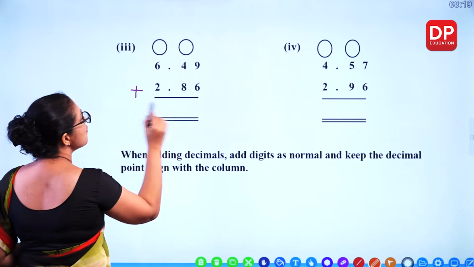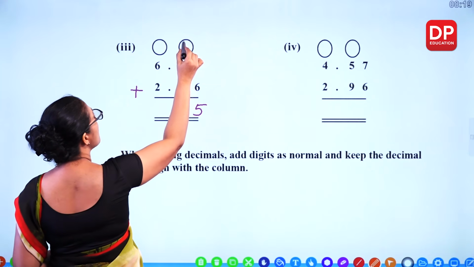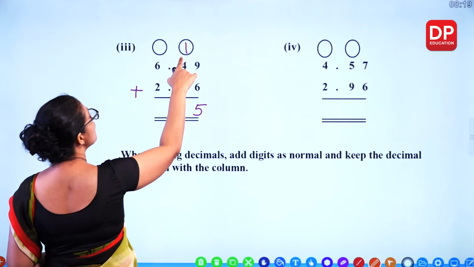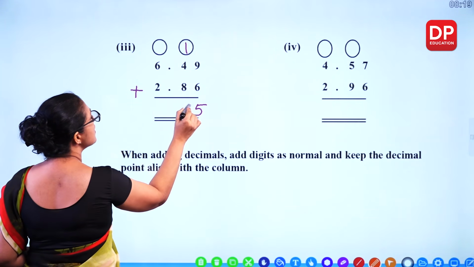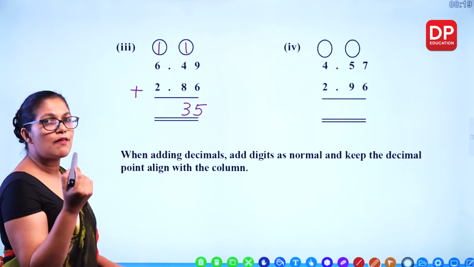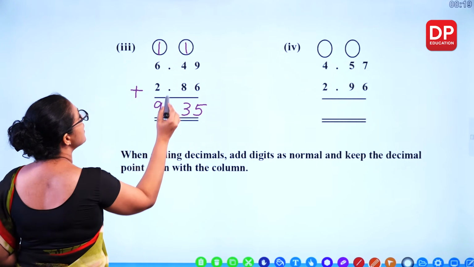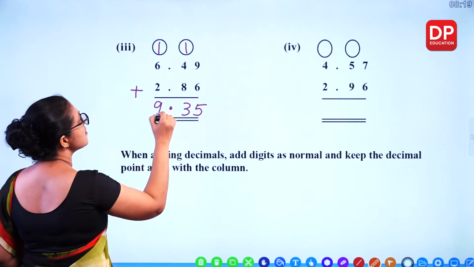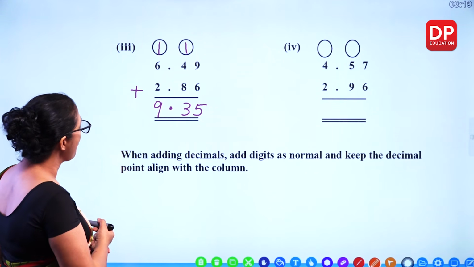9 plus 6, 15. You take 1 to this one. 8 plus 4, 12. 12 plus 1, 13. And take 1 here. 6 plus 1, 7. 7 plus 2, 9. And align the decimal point in a column.